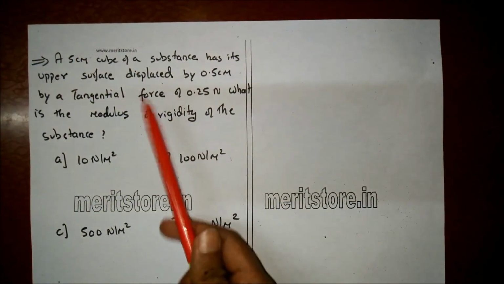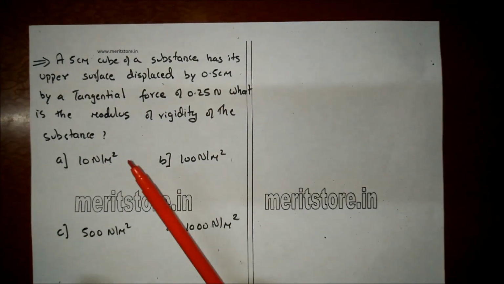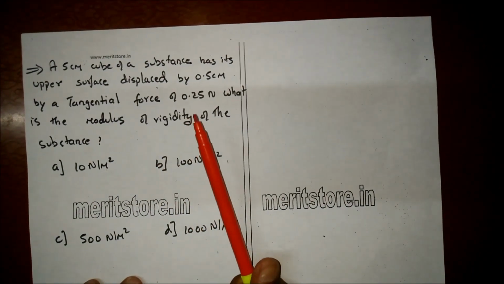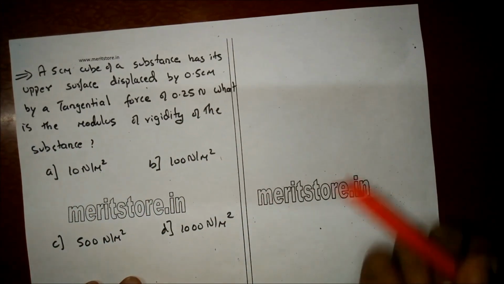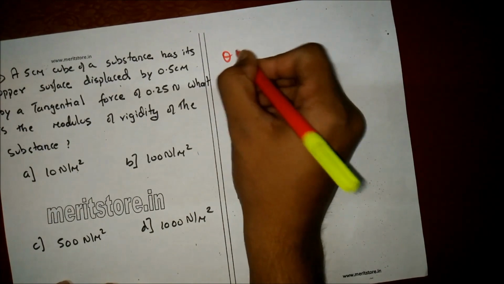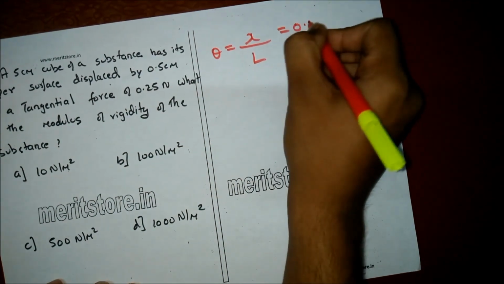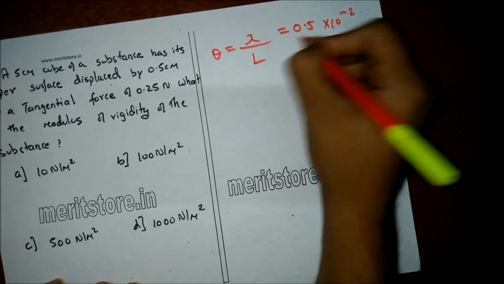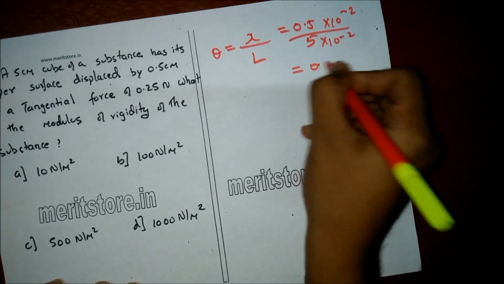A centimeter cube of a substance has its upper surface displaced by 0.5 centimeter by a tangential force of 0.25 newtons. What is the modulus of rigidity of the substance? Here are the options. Now theta is given by the displacement upon the original length, 0.5 × 10 raised to minus 2 meters upon 5 × 10 raised to minus 2 meters, which is 0.1.